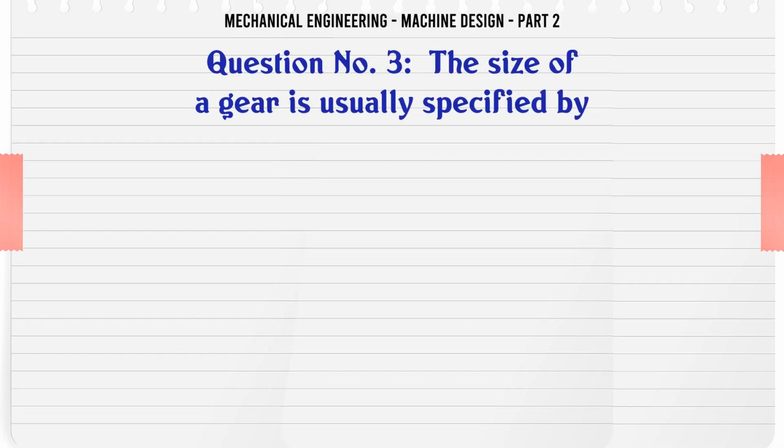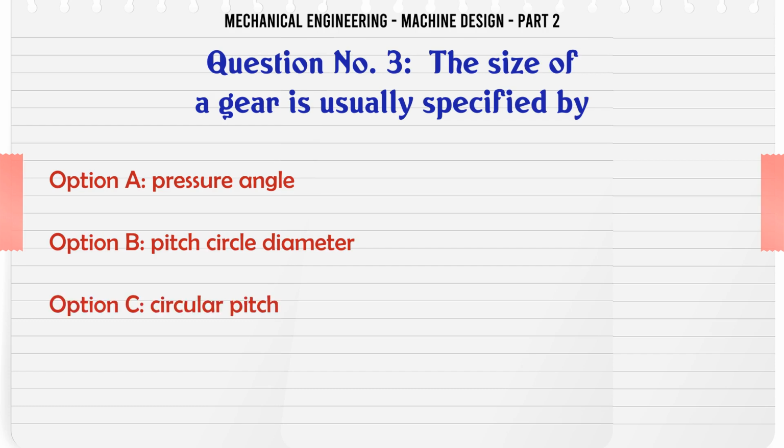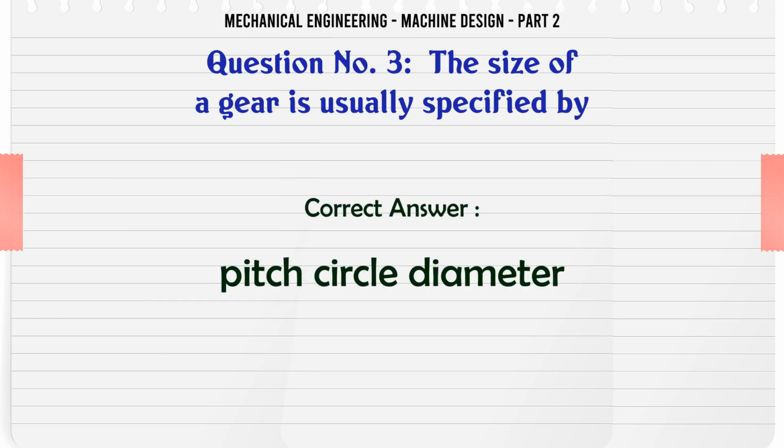The size of a gear is usually specified by A. pressure angle, B. pitch circle diameter, C. circular pitch, D. diametral pitch. The correct answer is pitch circle diameter.